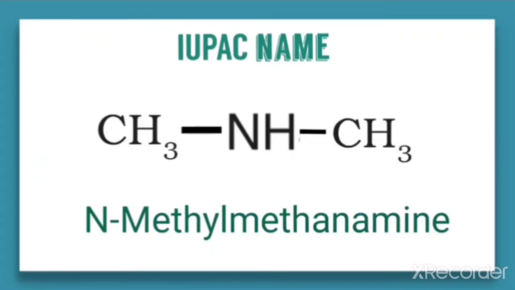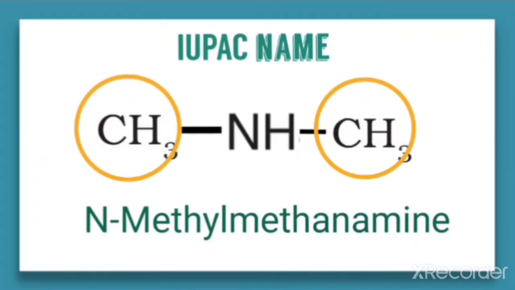Let us take one secondary amine. In this secondary amine there are 2 methyl groups. But according to the IUPAC system, one of the alkyl groups should be taken as the main chain and the other one should be taken as a substituent.